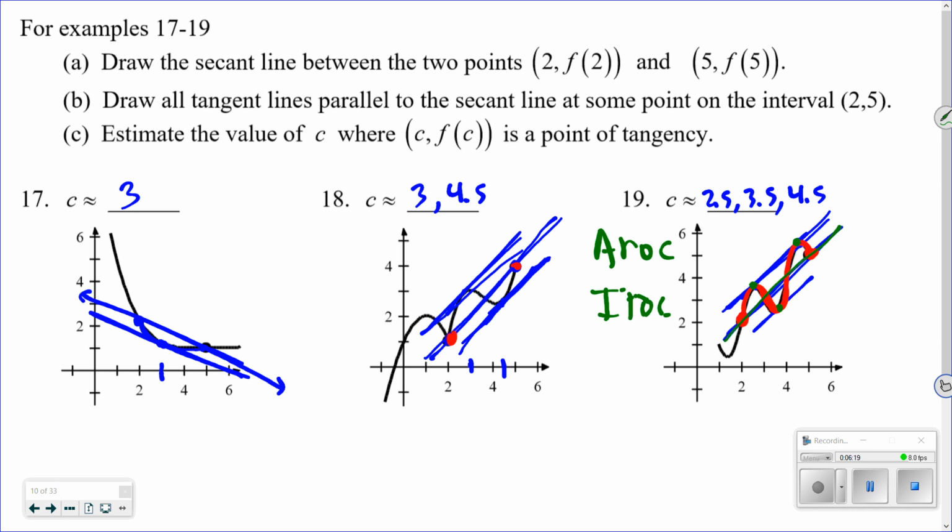So another way to say this is, with the mean value theorem, as long as a function is continuous between the 2 points and differentiable between the 2 points, there'll be at least one place. This one had 3 places, there, there, and there. This one had 2 places, right there and right there. This one only had 1 place. There'll be at least one place where the instantaneous rate of change, IROC, will be equal to the average rate of change, AROC. So we find the slope of the secant line, and there'll be at least one place, this one has 3, where the instantaneous rate of change will equal that average.